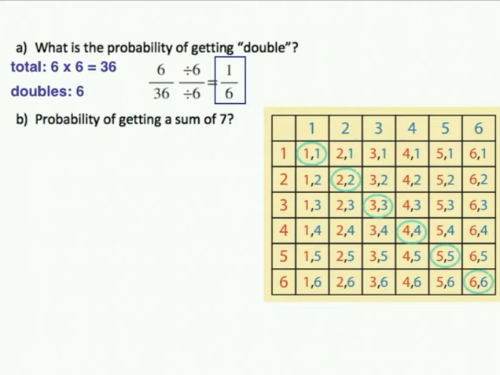So now I want you to try part B on your own. Go through and circle all the numbers that add up to 7 in each box. For example, here, if the red dice is 6 and blue dice is 1, that adds up to 7. Are there others? Circle all the ones you could find. Pause here until you've found them all.